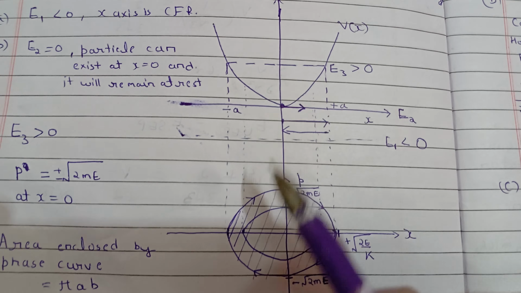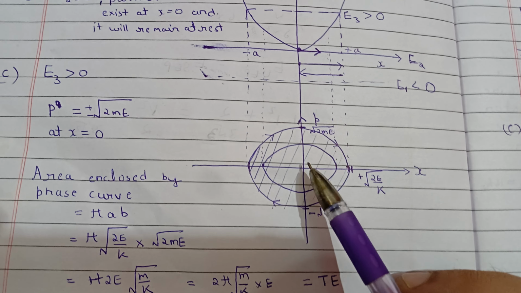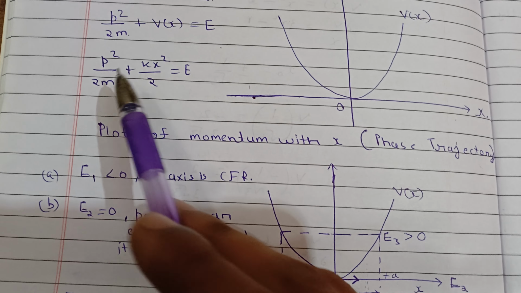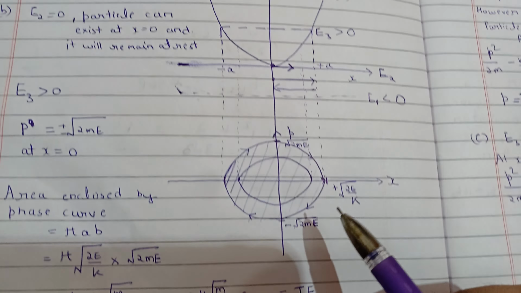And if energy is a little bit greater, then we'll have this kind of curve. Now you can find these points: when p equals 0, substitute here, you will get x equal to root 2E by k. So here it is root 2E by k. When x equals 0, then you will get p equal to root 2mE. So that's why this condition.